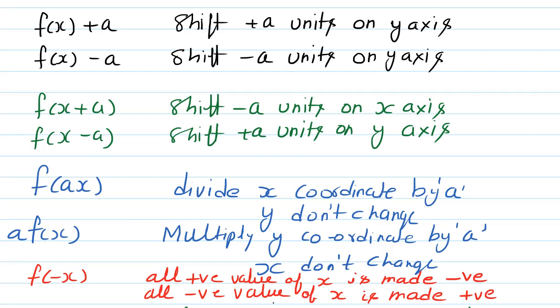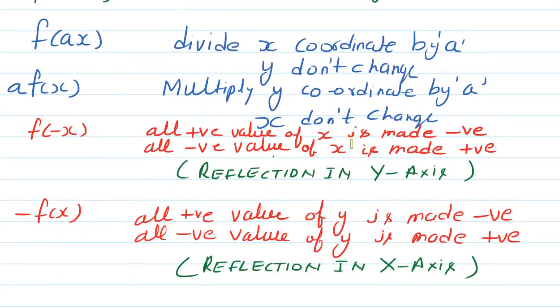So these are the rules you need to remember. When it is f(x) plus a, shift plus a units on y-axis. When it is f(x) minus a, shift minus a units on y-axis. When f(x plus a), shift minus a on x-axis. f(x minus a), shift plus a units on x-axis. And f(ax) means divide x coordinate by a and y doesn't change. If this a is outside, then multiply y coordinate by a and x doesn't change. f(-x), we have seen a couple of questions.